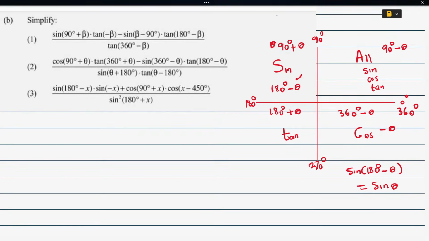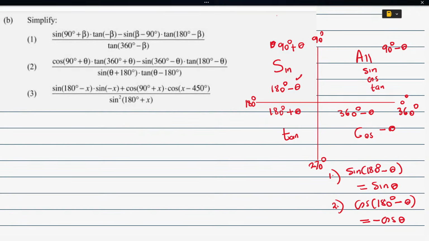All right. Now we go to the second one. What about cos 180 degrees minus theta? You check the quadrant. This is second quadrant. Cos is negative, so you can say negative cos theta. You see? So with this information, you just check the quadrants.